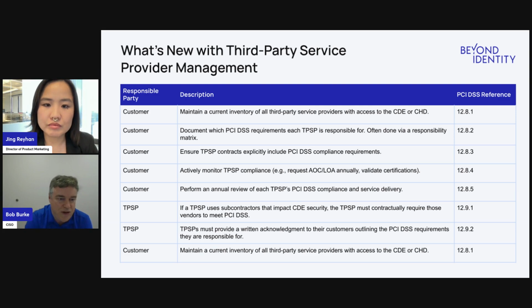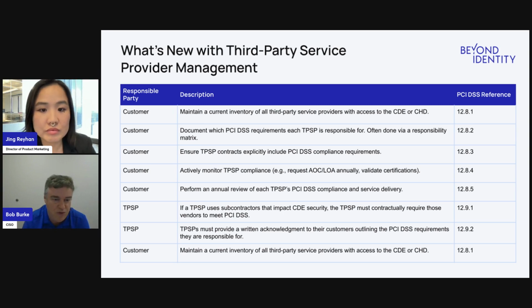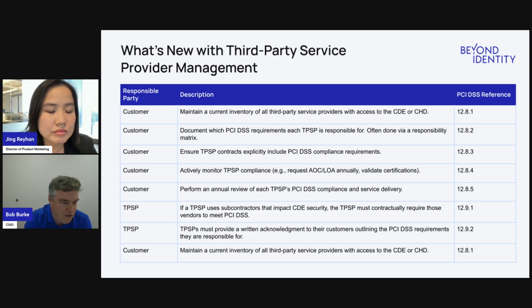I'll just go through this very quickly. So let's say your customer is Acme, and you're going through a PCI audit. You're going to have to make sure you maintain an inventory of all of your vendors. When we read through this, it almost looks exactly like the NIST responsibility matrix. Maintain a current inventory of the third-party vendors, and document which PCI DSS requirements your vendor is responsible for. You need to make sure that they explicitly include those compliance constraints in contracts. You also have to periodically monitor or work with your vendors to make sure they're aligned around compliance. It's just not one and done.